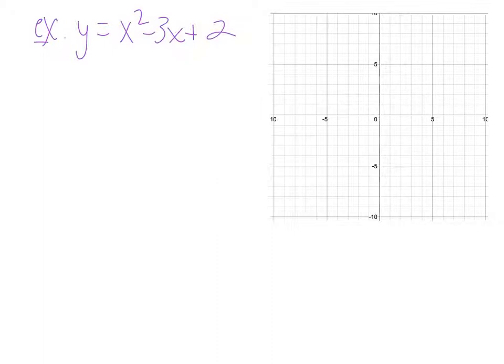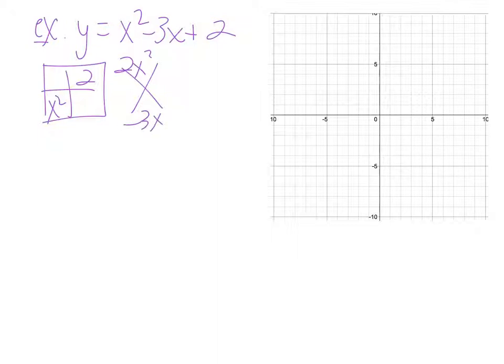In this second example, we have y equals x squared minus 3x plus 2, and we're going to start by finding the x-intercepts by factoring it out. So we're going to set up the rectangle and the diamond. So we need two numbers that multiply to give us 2x squared, but add to give us negative 3x. So that's going to be a negative 2x and negative 1x. Plug them back in, and we're going to find our factors, our dimensions of a rectangle. So we have x minus 2 and x minus 1.